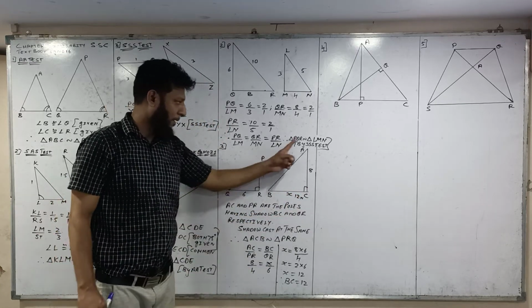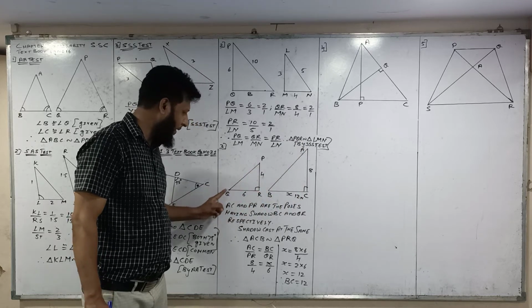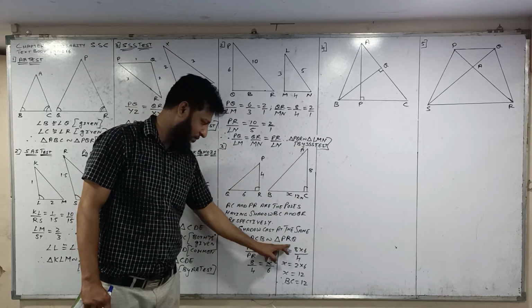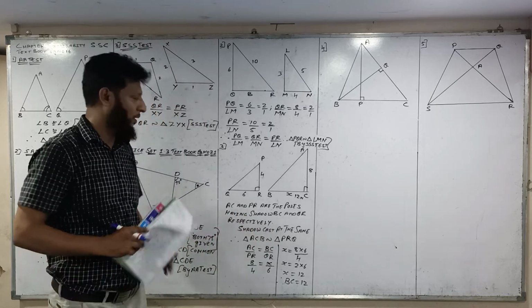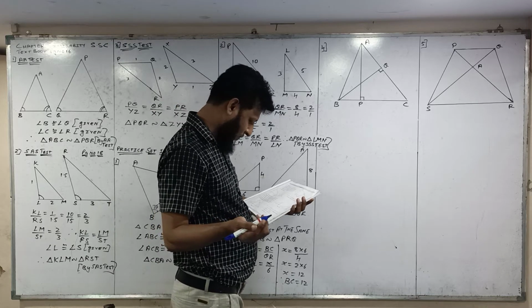So, give the name in proper correspondence: ACB, then PRQ. We cannot write the name PQR, so I have written PRQ. Okay, ACB, PRQ. Now, come to question number 4.